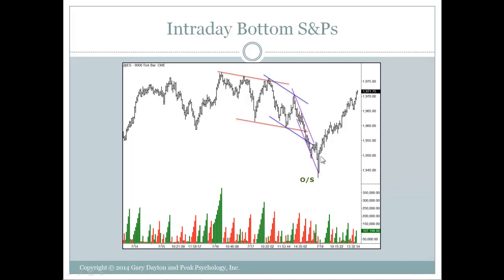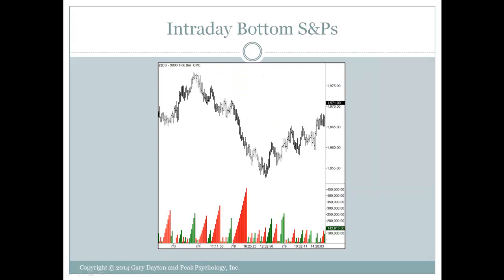And then suddenly the market gets very bullish. Hard to trade this, by the way. This is a 5.68 point move in the S&Ps on this time frame. On a smaller time frame, you might be able to see it a little bit more clearly and make a trade in there. All right, let's take another look at an intraday bottom in the S&Ps.